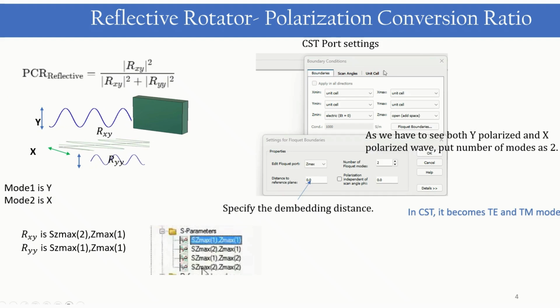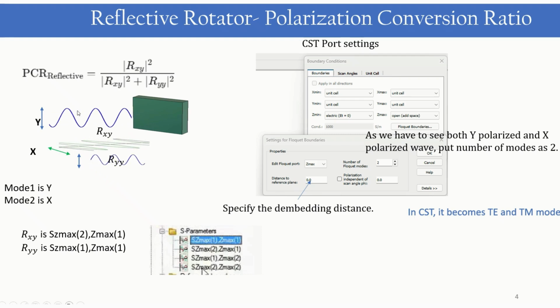After the simulations, you will be getting the results like this. Now we saw that mode 1 is Y and mode 2 is X. So here you have to find out Rxy. You know that X is mode 2, Y is mode 1. If you want to find Rxy, as we have only one port, that port will be Z maximum. So you have to put Z max, and if it is X, you have to look for mode 2 here, and if it is Y, you have to look for 1 here. That means Rxy is SZmax(2),Zmax(1), and Ryy is SZmax(1),Zmax(1). You can use these values to calculate the polarization conversion ratio.